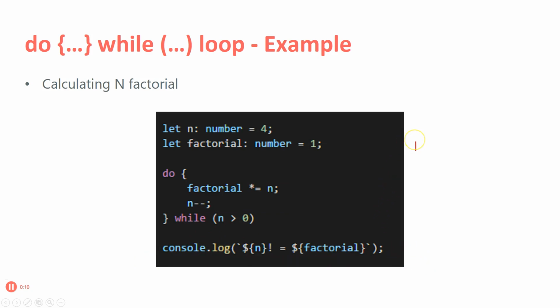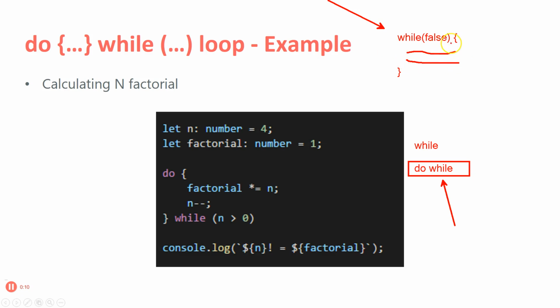Now, what's the difference between while and do while loop? Well, with do while loop, this will be executed at least once. Why? Well, if we have while false, then this will never be executed because it will always be false. First, we'll check the condition and we'll execute this code here only if the condition is true. In our case, it's false, so it will never execute it.